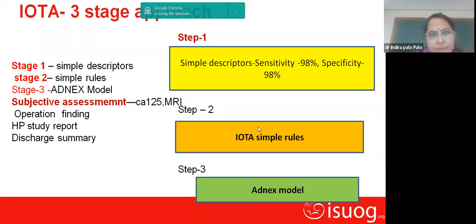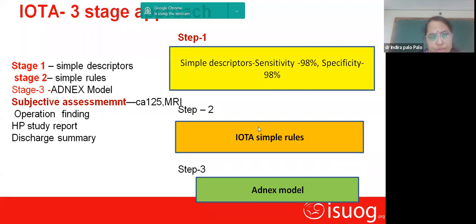So after having a standardized morphological description of the mass, you have to go for the diagnosis, or classify the mass as to what nature of the mass, whether it is benign or malignant. For this, you have to go step by step. First step is the simple descriptor. The IOTA has a three-stage approach to diagnose a mass, whether it is benign or malignant. The first step is simple descriptors. The second stage is simple rules, and the third stage is the ADNEX model.